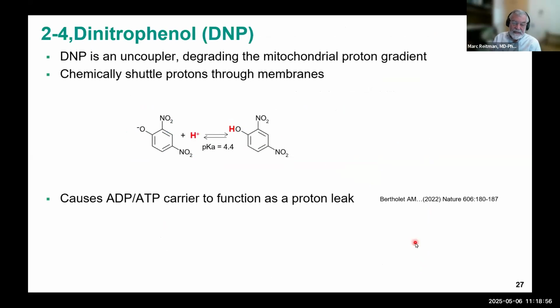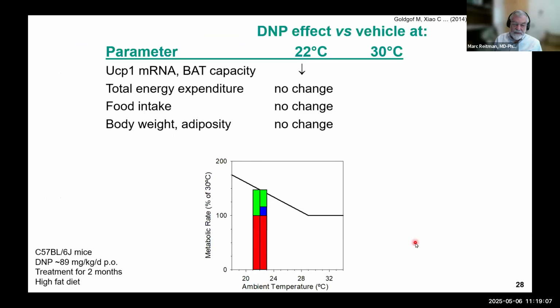What we did a bunch of years back was take 2,4-dinitrophenol, DNP, which is a chemical uncoupler that degrades the mitochondrial proton gradient, and study it in mice at both 22 and 30. If you treat mice with DNP at 22, you end up with a metabolic rate. I've just graphed this on an arbitrary scale, but these are real data. You see that if you treat with DNP, indicated in blue, you've reduced the cold-induced thermogenesis in green, but you have the same total metabolic rate.